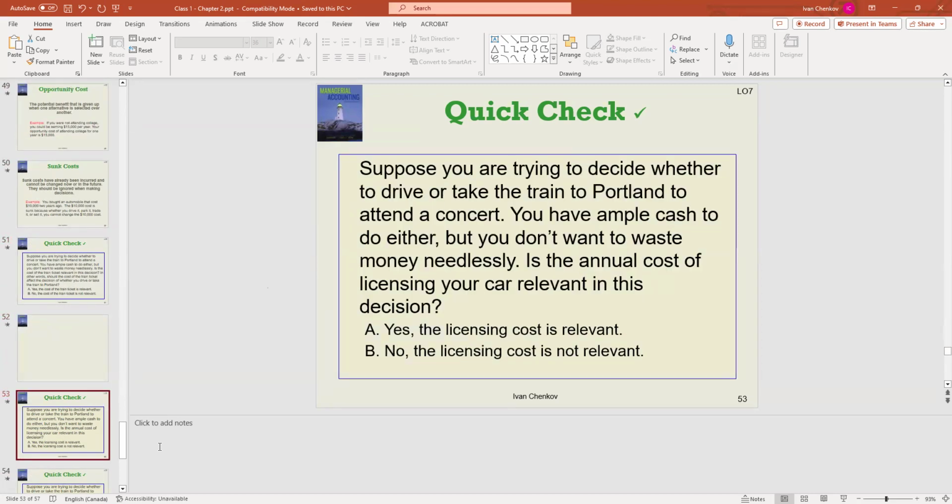Let's suppose that, again, you're trying to go to Portland and you just try to choose between driving your car or taking the train. Cash is not your problem again. The question is, is the annual cost of licensing your car relevant for this decision? No. Why? Because it's sunk cost. You already paid for it. You cannot go back and change it.